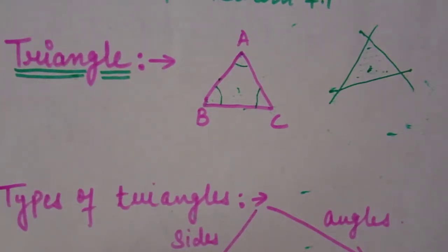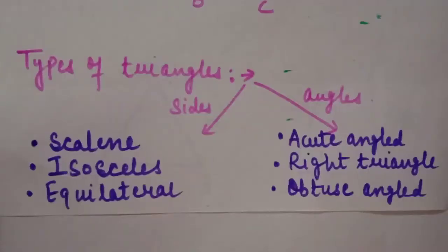Now the types of triangle. The classification of triangles is on the basis of two things: one is sides, another one is angles. On the basis of sides, we have three different types of triangle. First is the scalene triangle, in which all three sides of a triangle are different from each other. They are not equal to each other.